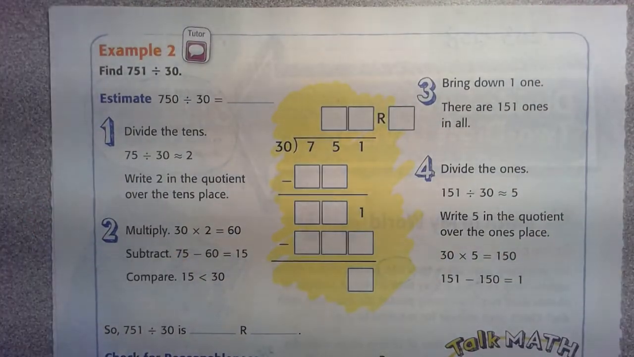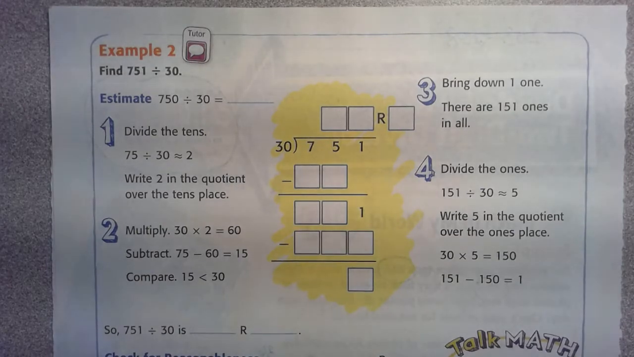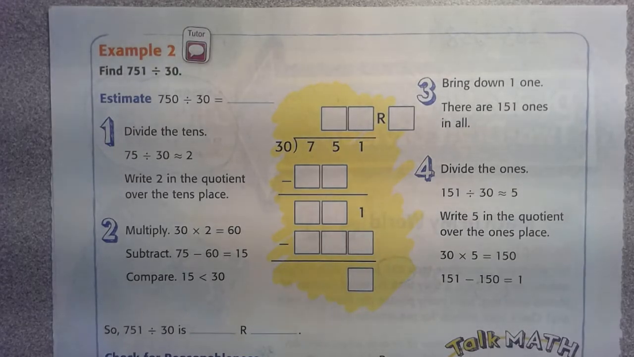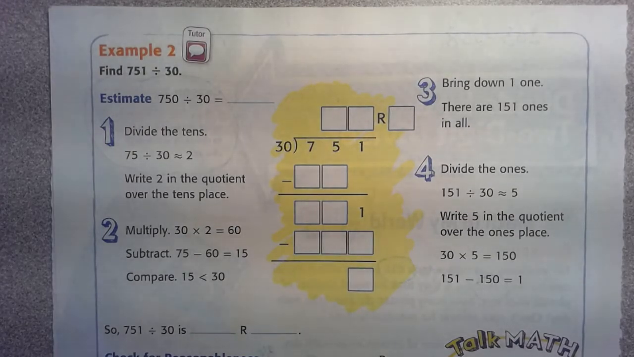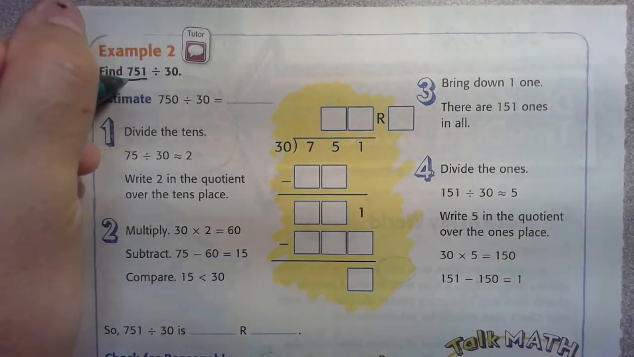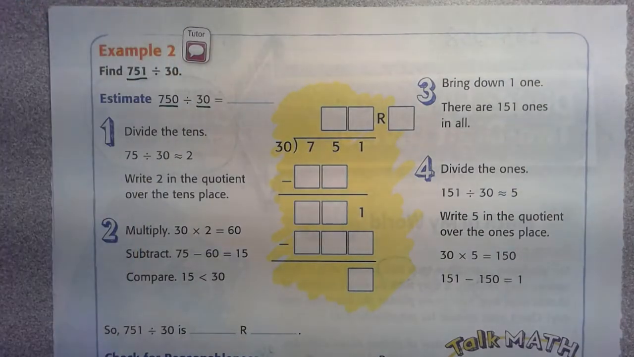30 into 751 is... All right, so let's do some rounding here. I'm going to use compatible numbers for this one, honestly. That's what they've done. They said, well, 751 is pretty close to 750. We leave 30 the same.